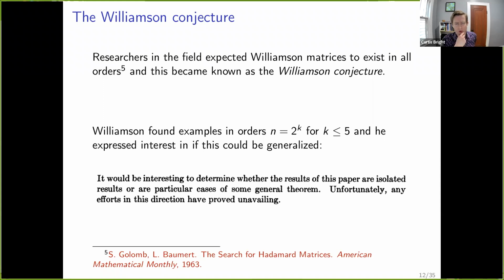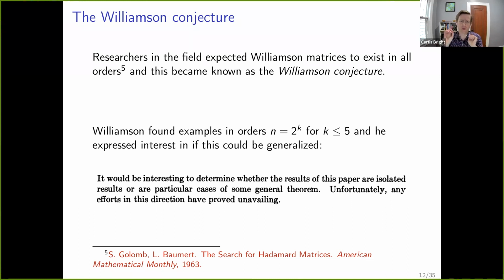Williamson himself was a bit more conservative. He doesn't actually make the conjecture, but he says, and I have the quote at the bottom here, it would be interesting to determine whether the results of this paper are isolated results or particular cases of some general theorem, because Williamson only gave explicit construction in some specific orders. He wasn't able to generalize that to all orders, although mathematicians thought that it should extend because basically the computer searches in the small orders always found examples. Obviously, that's not a secure argument, as we'll see.